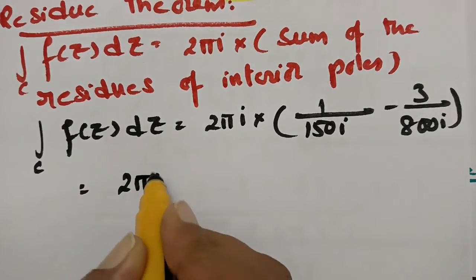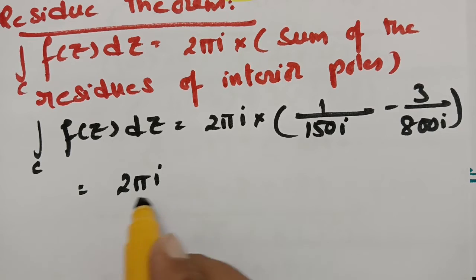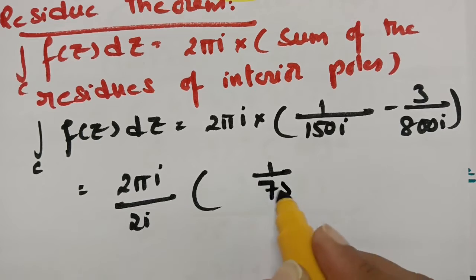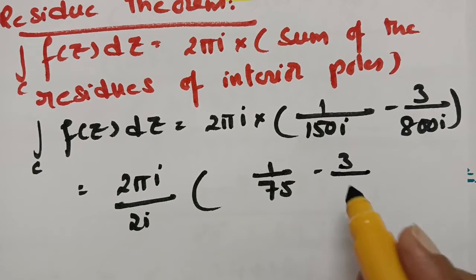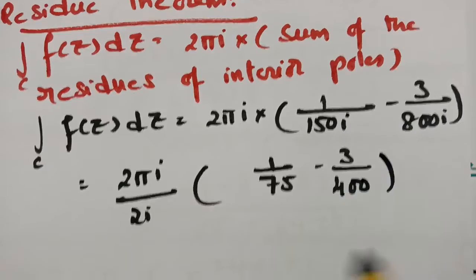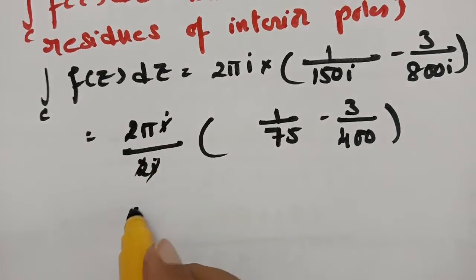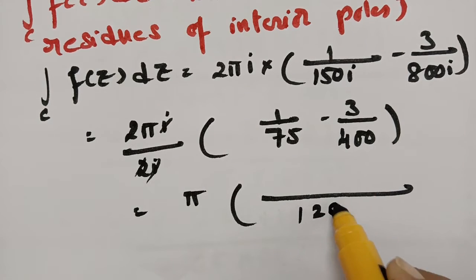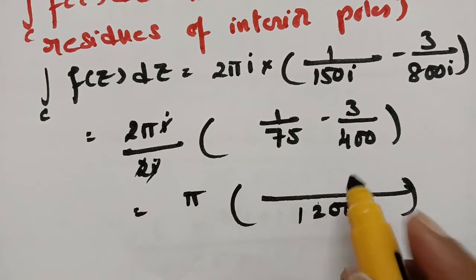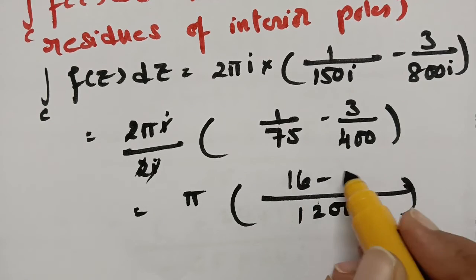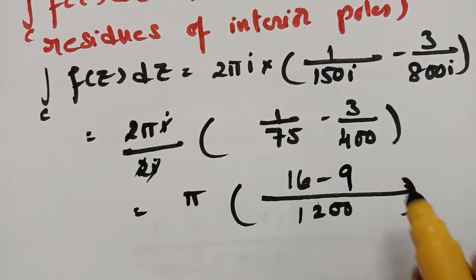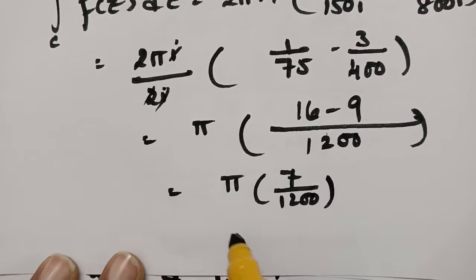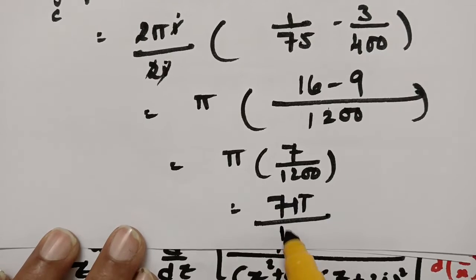So if I calculate this one, this is minus 2 pi i times of, if I take 2i common, this will be 1 by 72, this is minus 3 by, if I take 2 common, this will be 400. Now if I cancel these two, what remains? This is pi times of, so if I take LCM, this will be 1200. So 75 in 16 times, and 400 3 times, 3 3s are 9, and therefore we got the value as 7 by 1200. So this value is 7 pi by 1200.